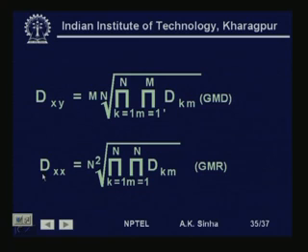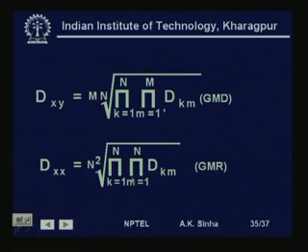Similarly, the term dxx, that is the self GMD, or the geometric mean radius, is equal to the n squareth root of product k is equal to 1 to n into product m is equal to 1 to n of dkm, that is product of each subconductor's distance to all the other distances, and this is done for all the conductors. So, you are getting n square distances, and so we have the n squareth root of this.